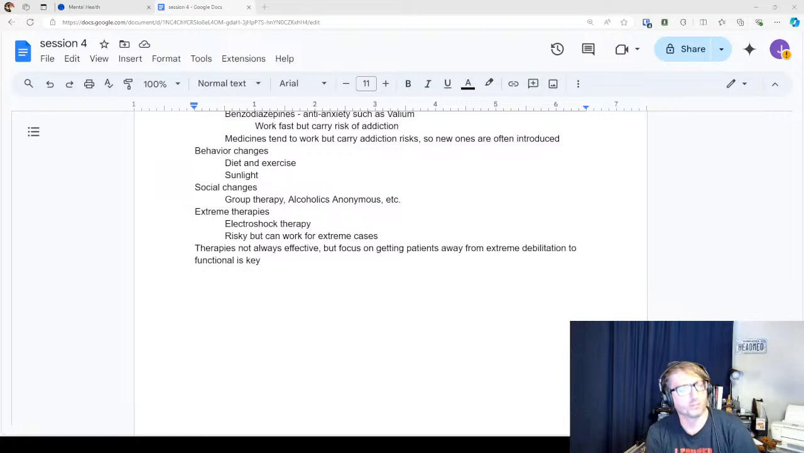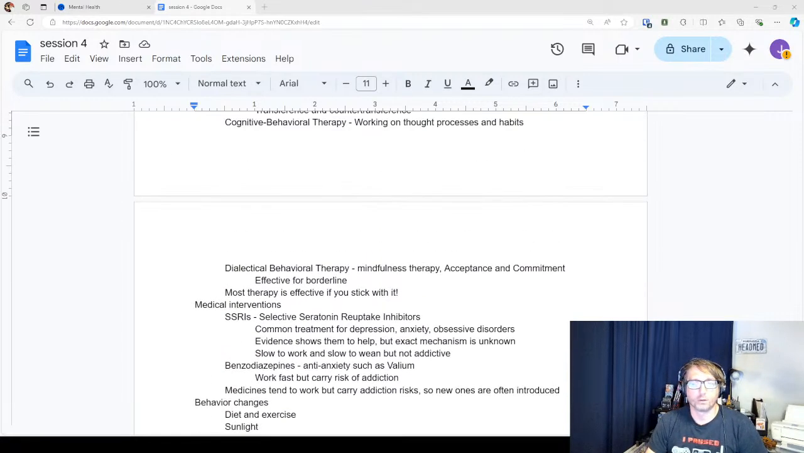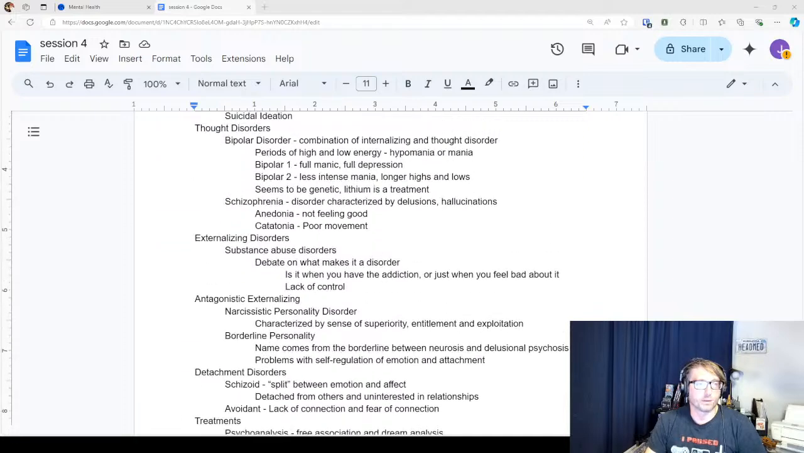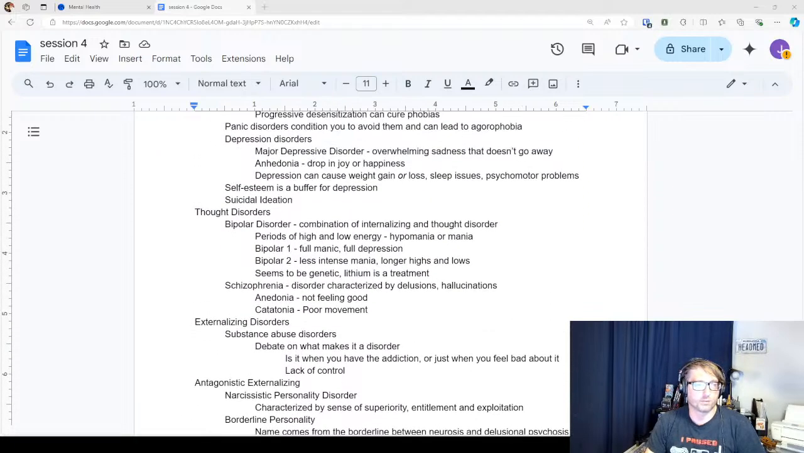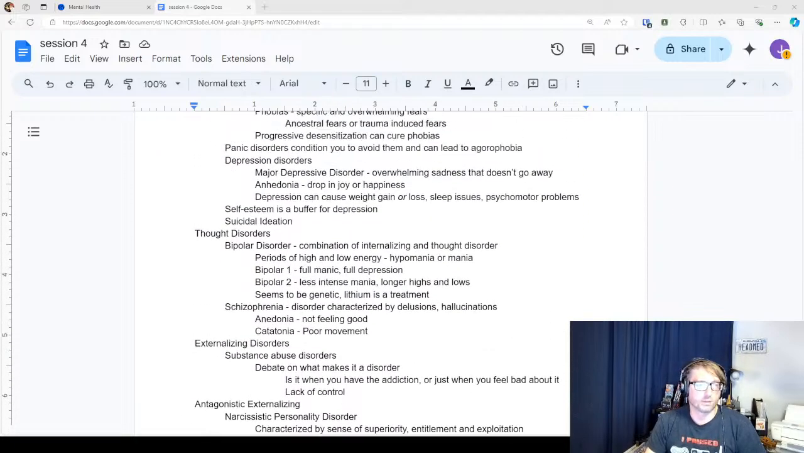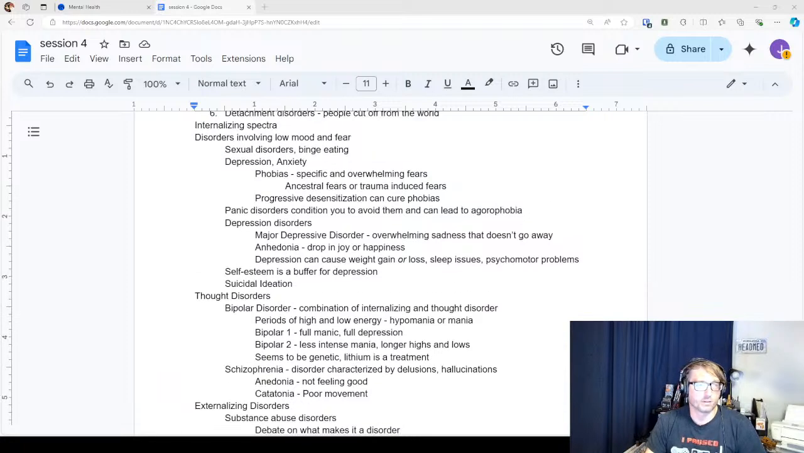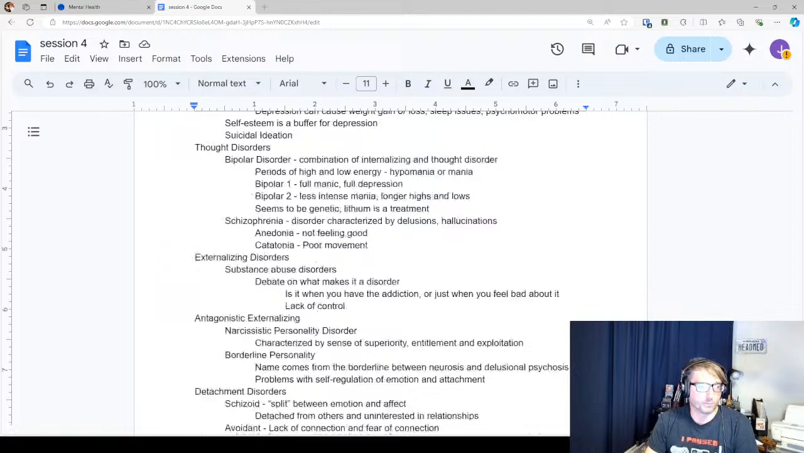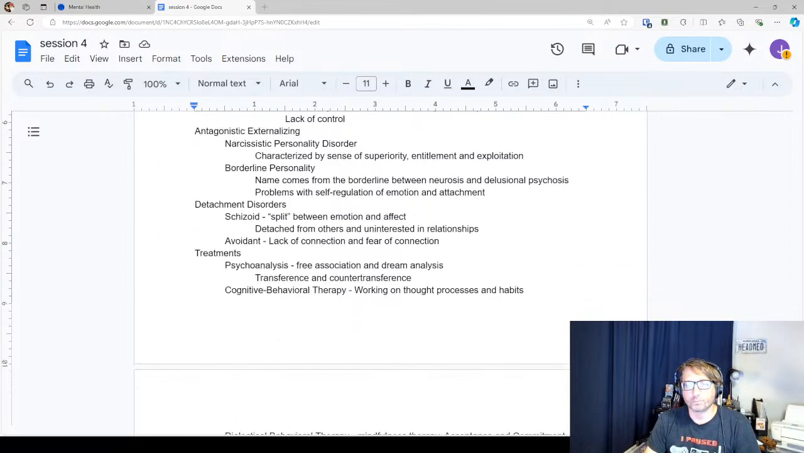It was interesting to me that ADHD wasn't mentioned at all in this. I really wonder what ADHD would go under. Is that a thought disorder? I think it might be, because I doubt it's a mood disorder. It could cause mood disorders, but I guess we'd probably stick it in the thought disorders. So there's that.